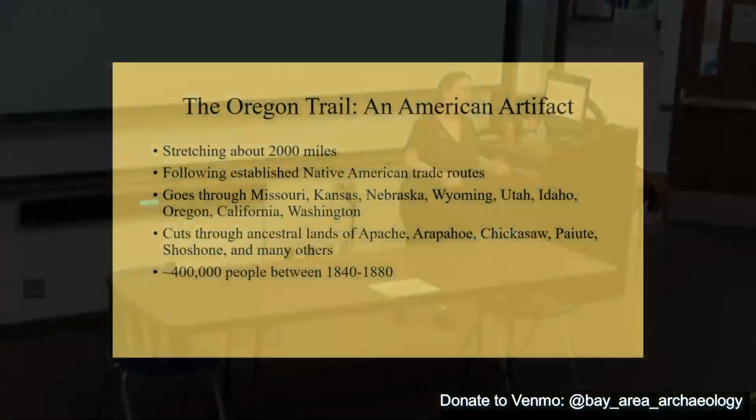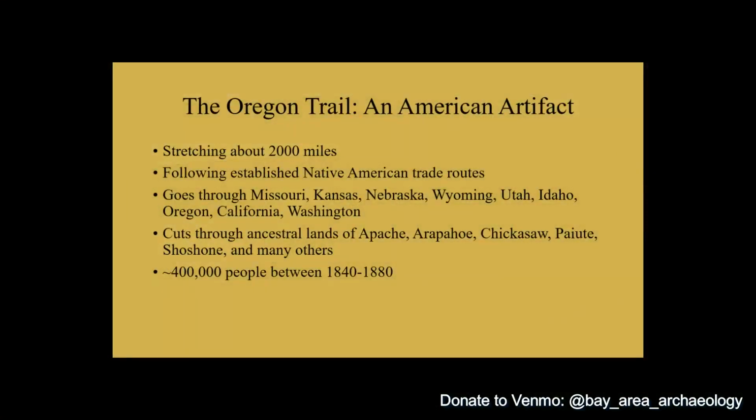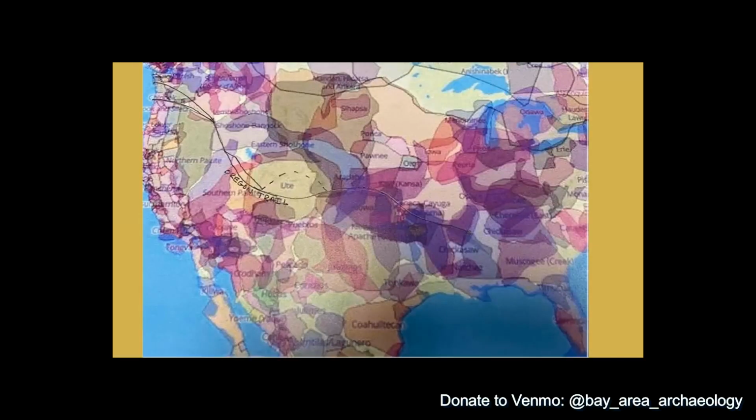It is really important to remember just how extensive the migration via the Oregon Trail was. Over 400,000 people traveled the Oregon Trail, but in a very short time period, about 40 years or so. That's almost 500,000 people.